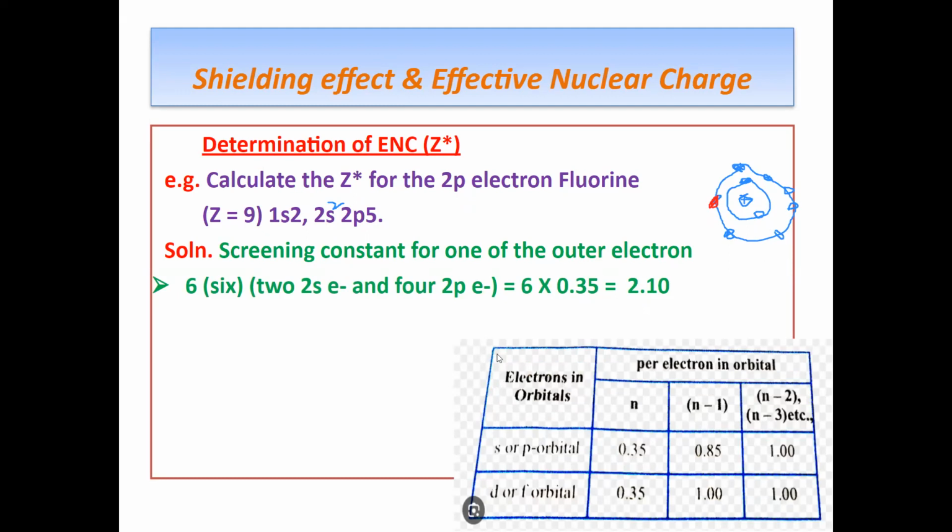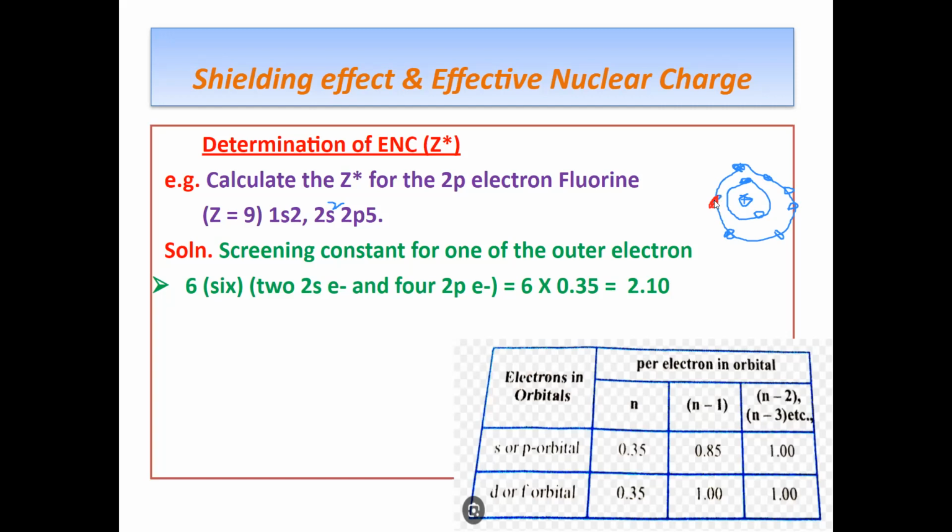Now apply the inner electrons. How many inner electrons are there? 2 electrons. Am I right? Wait, why is it 6 for the last one? Because you have to calculate for 1 electron. That's why I'm putting a red mark.